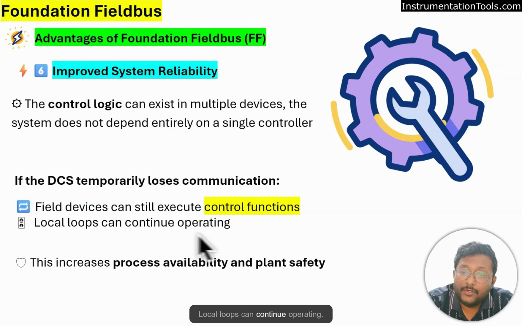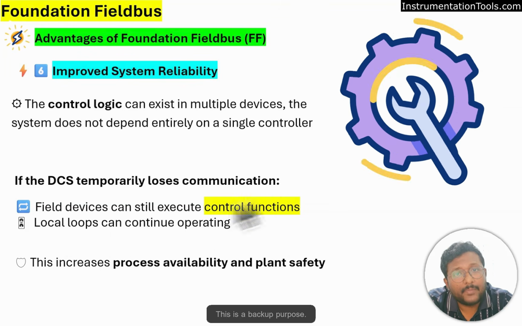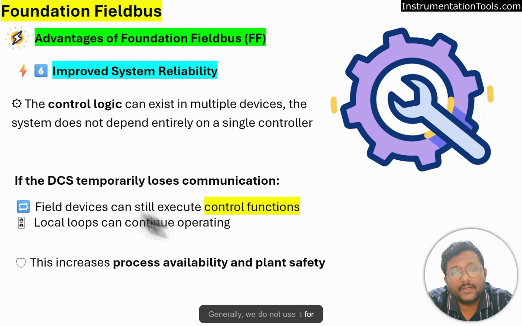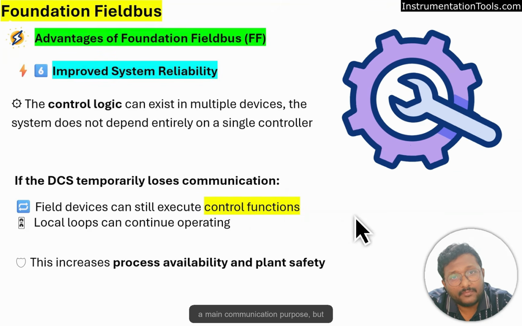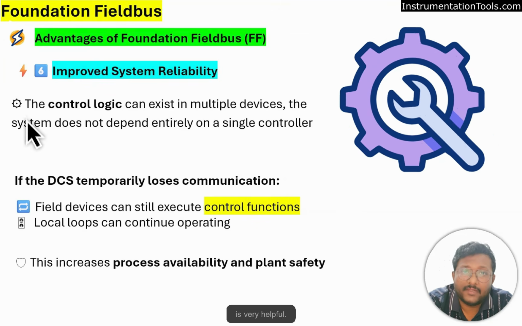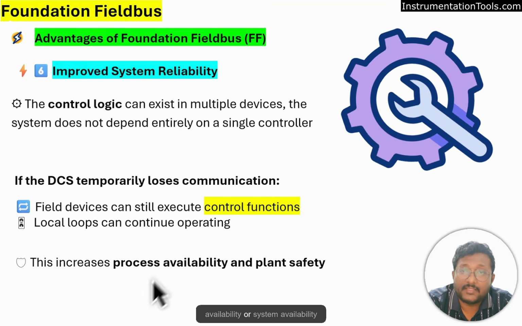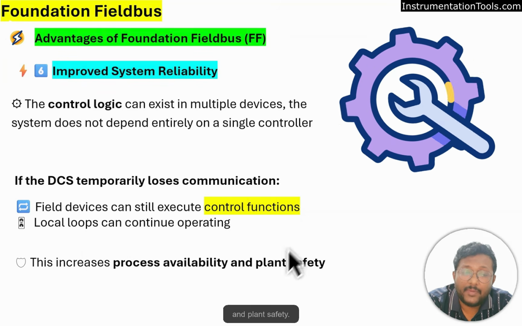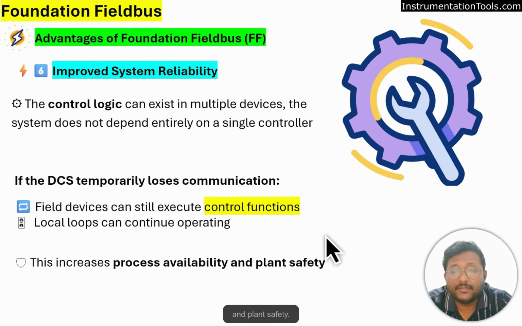Local loops can continue operating. This is a backup purpose. Generally, we do not use it for a main communication purpose, but this is a backup point of view, and it is very helpful. So this increases process availability or system availability and plant safety, right?